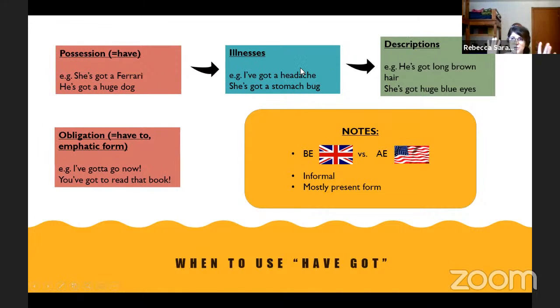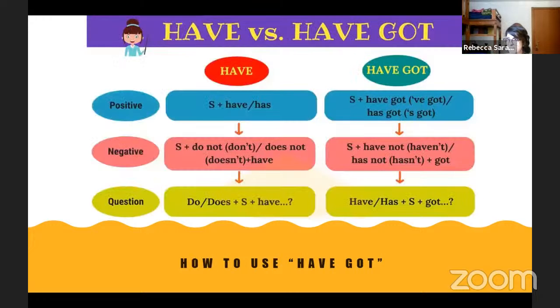but it differs usually depending on the country and how strong you want the meaning to be. But you can't use it, for example, in the future or in the past, like we said. So you can't say I will have got to go. That is not possible. You can only say I've got to go right now, but you can't use it in the future.